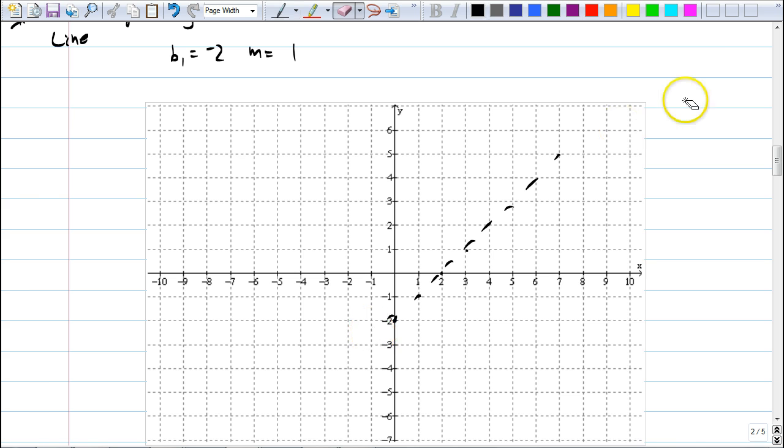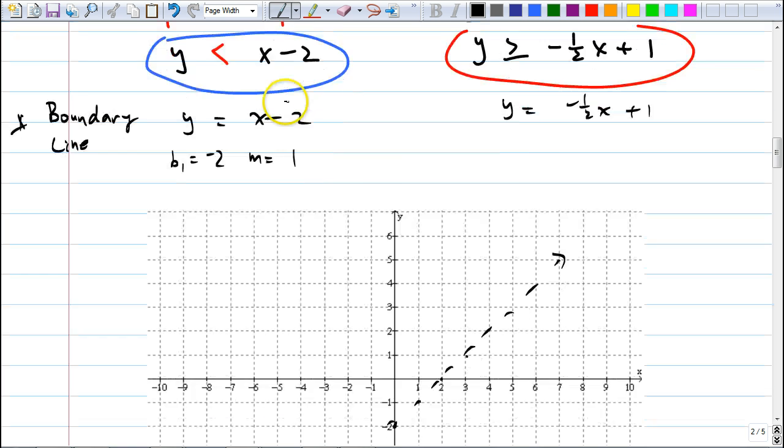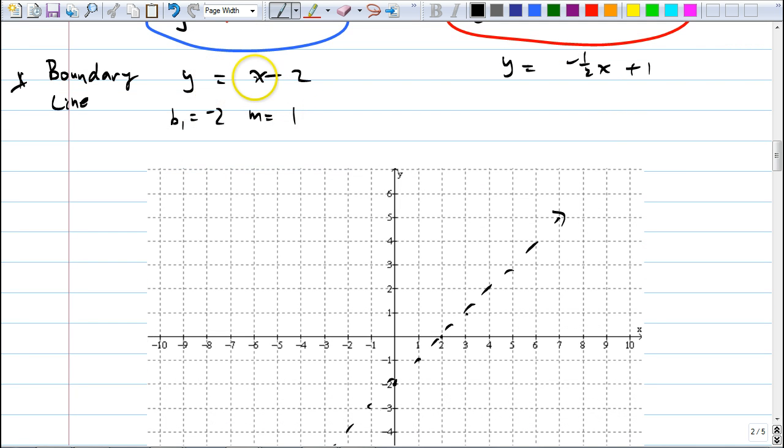Yes, very good. You guys remember from last year? This means that this inequality does not include this boundary line because it only says what? Less than. Does that make sense? Look at my inequality. It says y is less than x minus 2, right? If it said y was less than or equal to, then you include this line. It just says y is less than. So it does not include where y is equal to x minus 2.